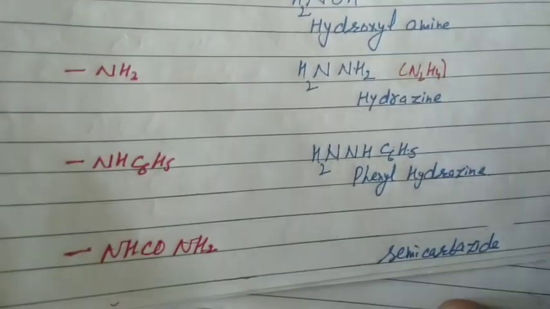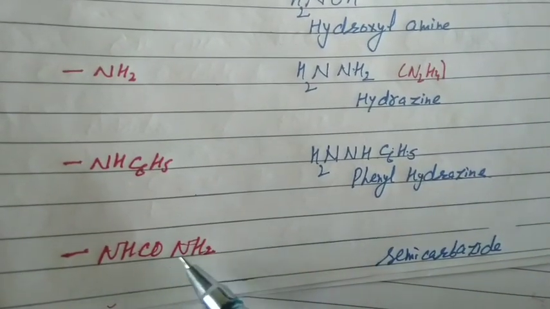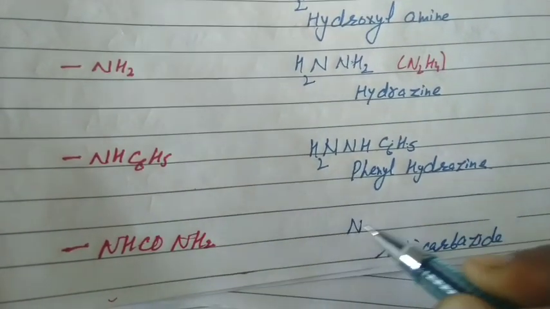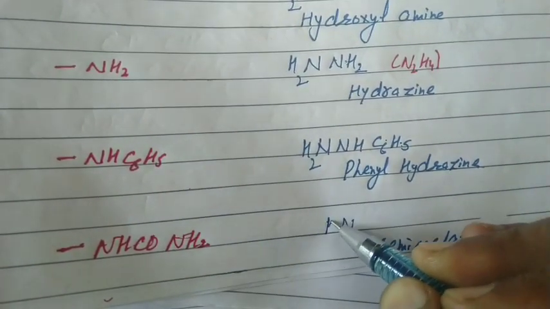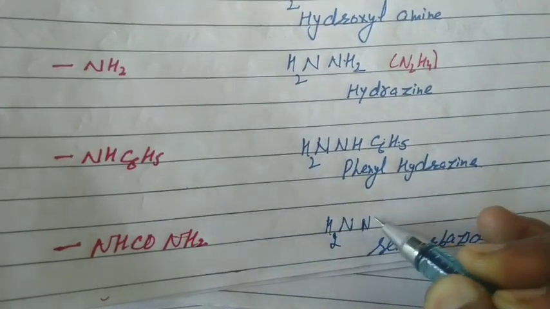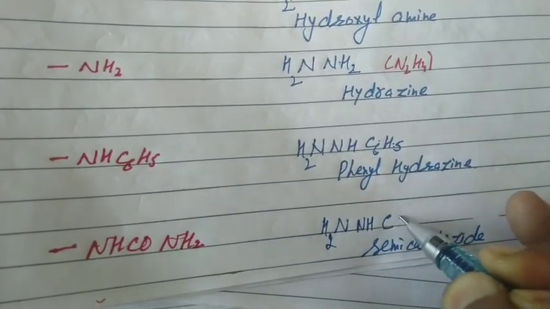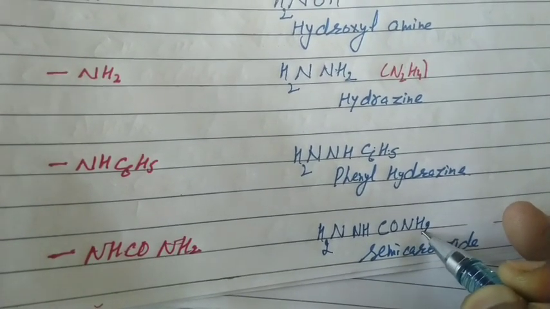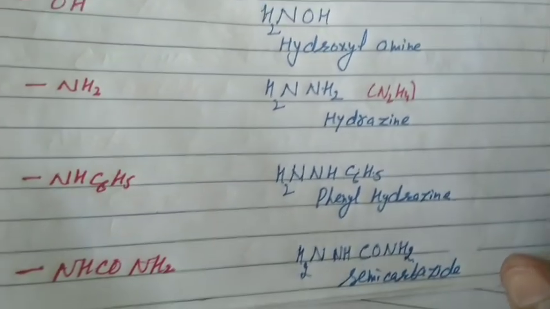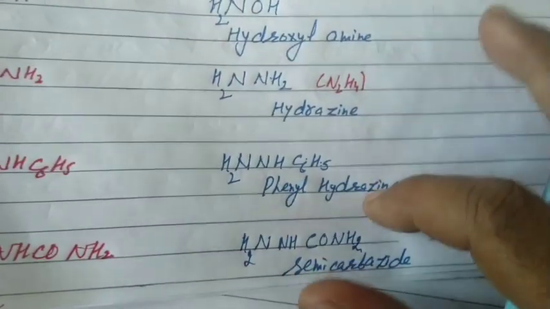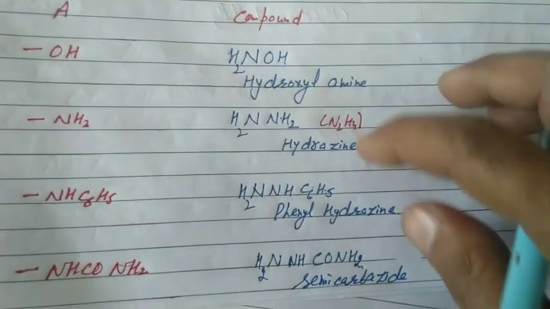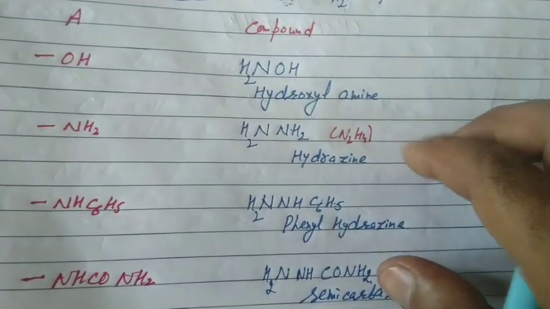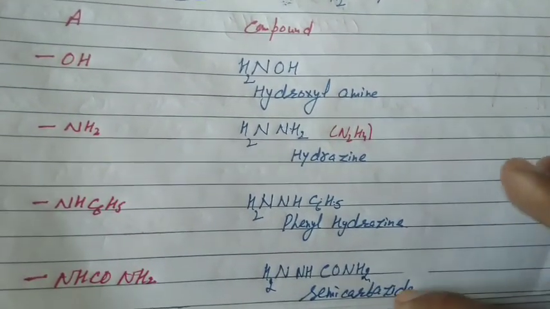Next, students, at last, A may be NHCONH2. It means the compound is NH2NHCONH2. This is called semicarbazide. We will discuss the reactions of carbonyl compounds with these four ammonia derivatives, that is hydroxylamine, hydrazine, phenylhydrazine and semicarbazide.